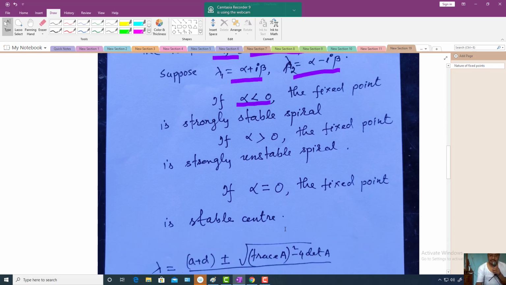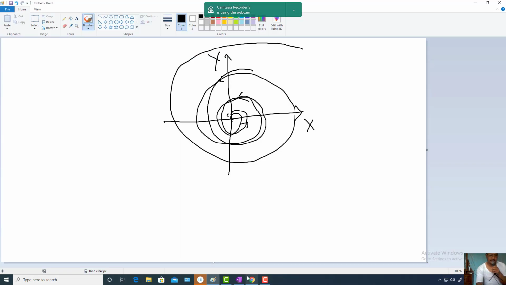And just opposite to that, what happens? When alpha is positive, the fixed point is a strongly unstable spiral. Let us see that one. In that situation, the arrow, instead of going toward the origin, is moving away from the origin. It is coming out from the origin like this. This will be the case when alpha, the real part of the complex root, is a positive number. So instead of coming toward the origin, it will be moving away from the origin.